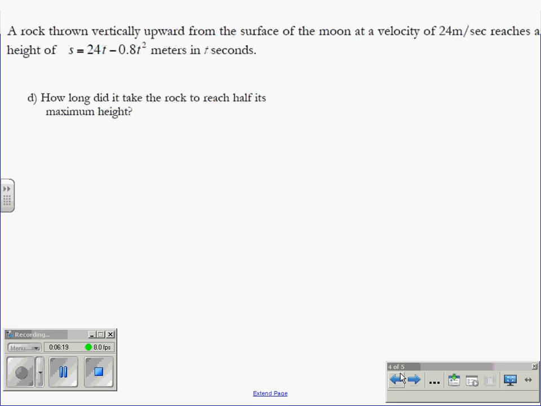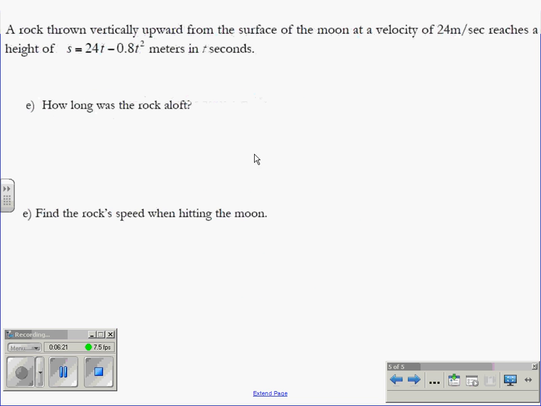Alright, so then the next question that I would ask on a test is, how long was the rock aloft? In other words, it started on the ground, it went up, and it came down, and then it hit. So if it started up, and then it came down, how long did it take to do that? Well, if it started on the ground, and it went up, and it came back down, it means it hit the ground over here again.